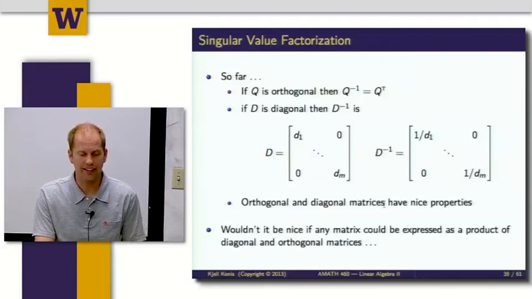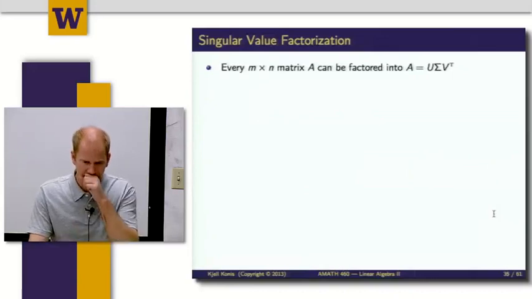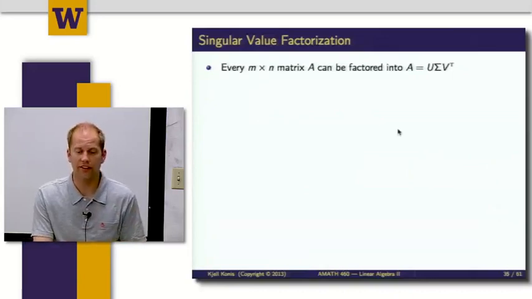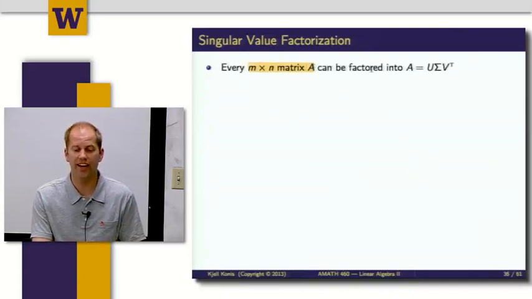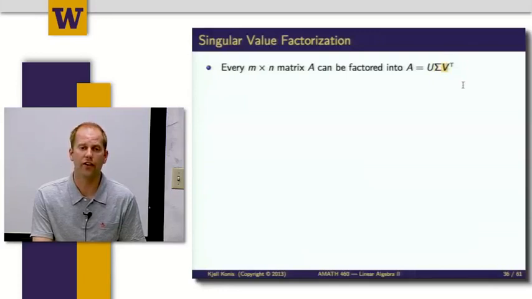And so my idea is, wouldn't it be nice if any matrix could be expressed as a product of orthogonal matrices and diagonal matrices? And it turns out it can, and it's called a singular value factorization. Every m by n matrix A can be factored into U, an orthogonal matrix, sigma, a diagonal matrix, and V, an orthogonal matrix, and the factorization puts V transpose here.